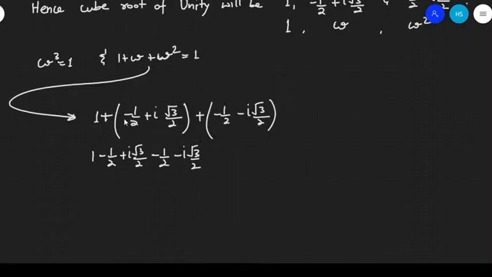As you can see clearly here, the positive iota root 3 by 2 and the negative iota root 3 by 2 will get cancelled out. Similarly, 1 minus half minus half will cancel out and the value will become 0. Hence, it is equal to 0. Sorry, by mistake, it should be 0, right? So please correct it accordingly.